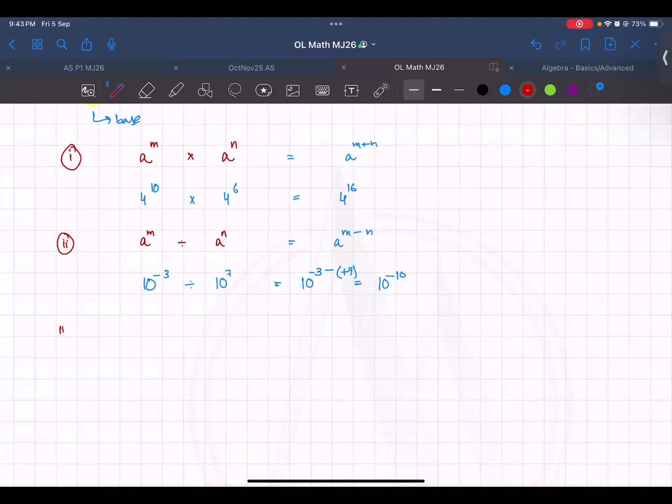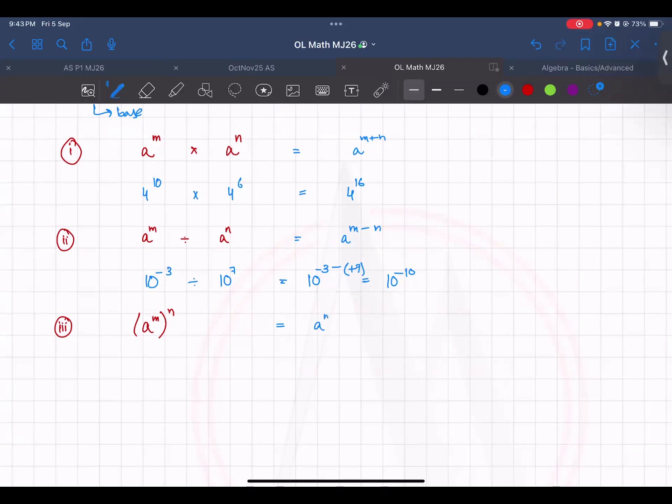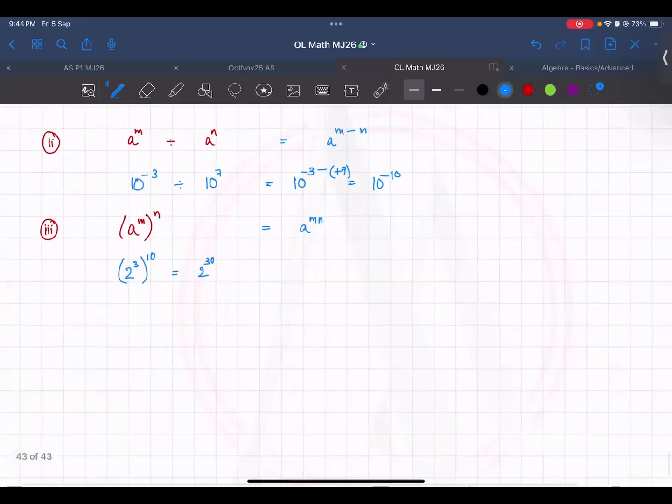Then the third one: power to the power. What happens? The powers multiply. If you have 2 power 3 power 10, so the bracket is raised to the power. So when you open up the bracket, the power would multiply with all of the powers inside. So 2 power 30. 3 times 10 is 30.